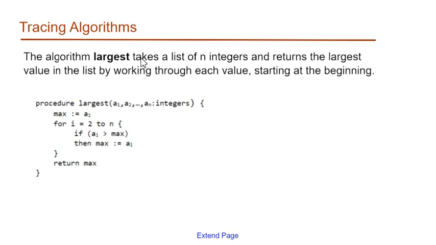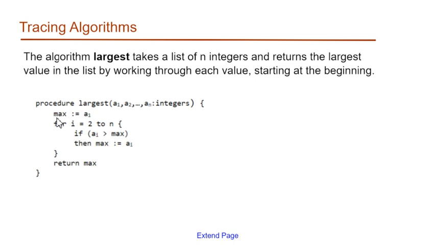The algorithm I have on the screen here is an algorithm called largest, and it's going to take a list of n integers, and it's going to return the largest value in the list by going through each value starting at the beginning. So the word procedure tells it it's a set of statements that's going to perform something. Largest is the name, and in the parentheses here we have the inputs. The inputs are indexed a sub 1, a sub 2, all the way through a sub n, just to make it easy to refer to them and to make it generic so it can be any size n. And usually this is handled with something like an array, but you can learn about other dynamic data structures, but that's not really necessary for this lesson.